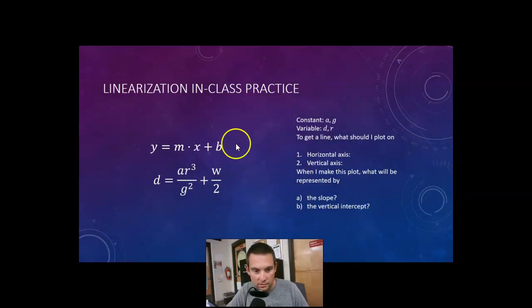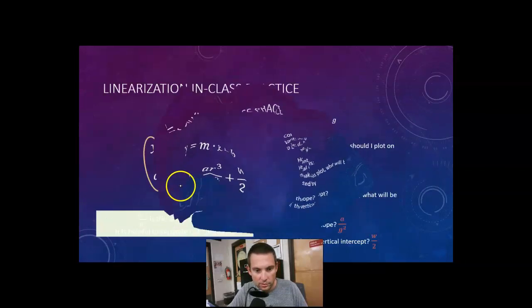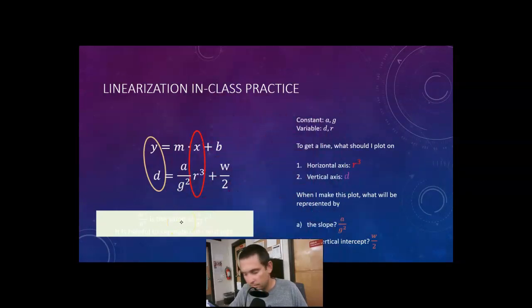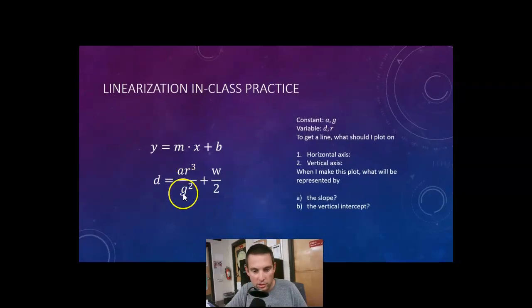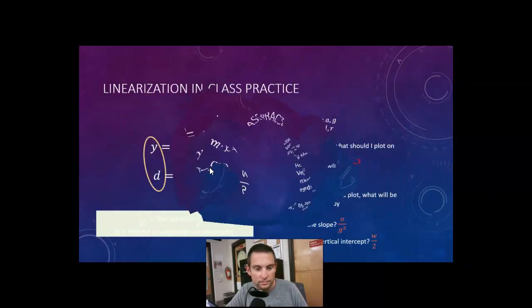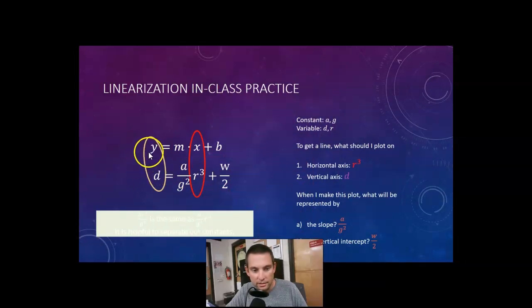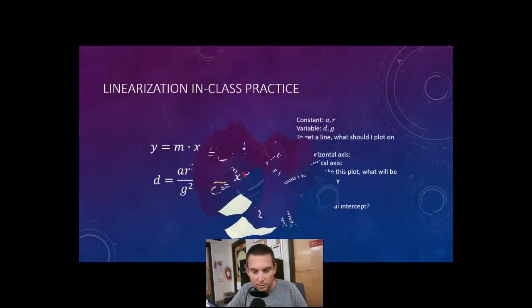This one's kind of messy, right? So we have to look at what is constant here, and A and G are constant. So we're going to pull those out in front, and we're left with R cubed to be the x-axis, and D is going to be on our y-axis. Separate those variables.